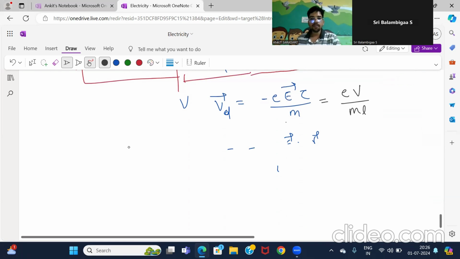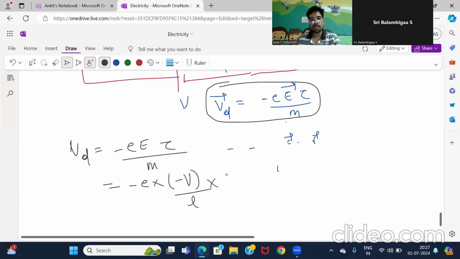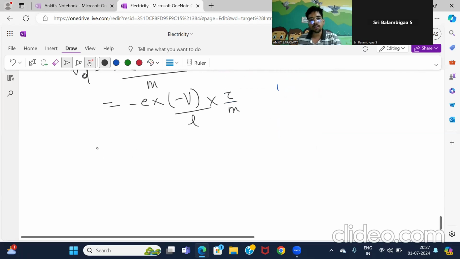Even if you want like this, just see here. This is a vector form. If I ask simply the magnitude, it will be E tau by m. So what is E? E will be V by L, tau by m. Across the conductor, in terms of voltage, VD will be E V tau by m L. It's a very, very important relation.